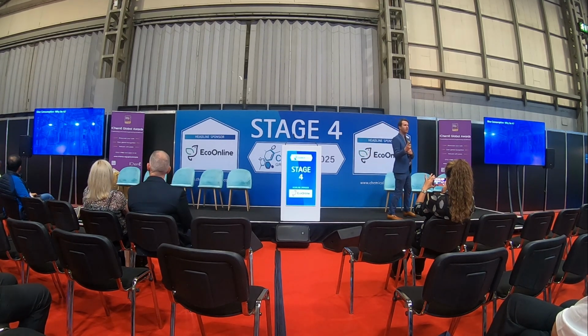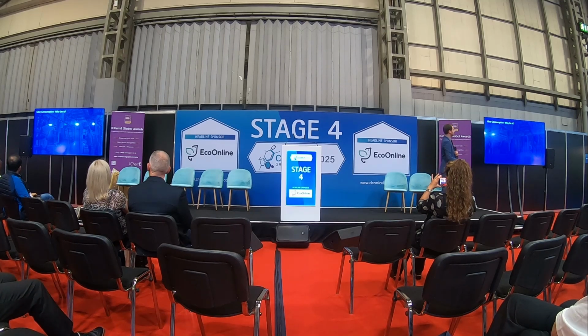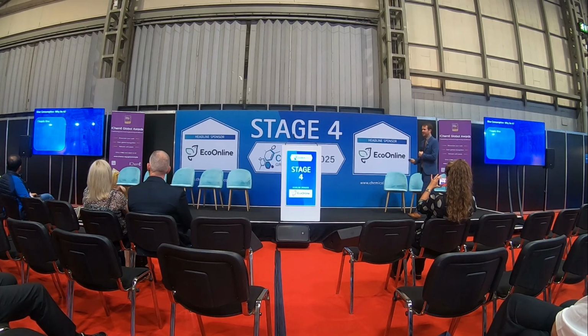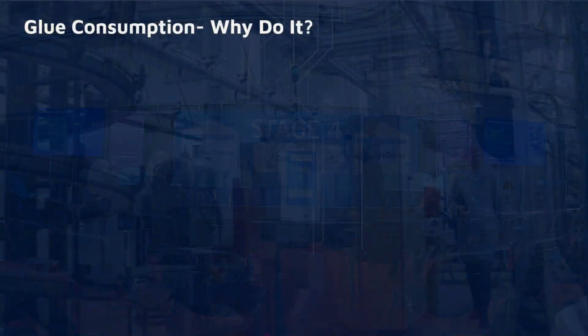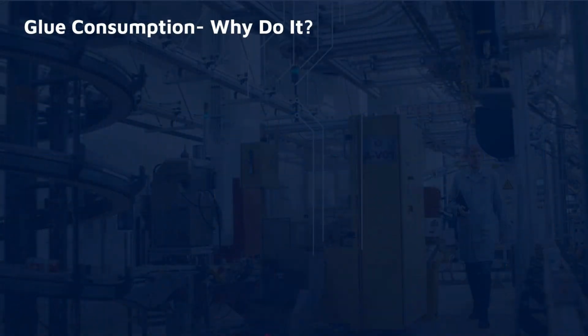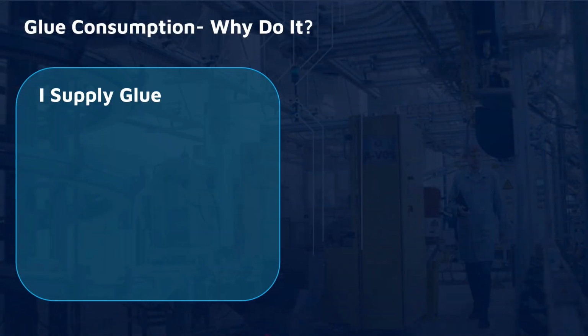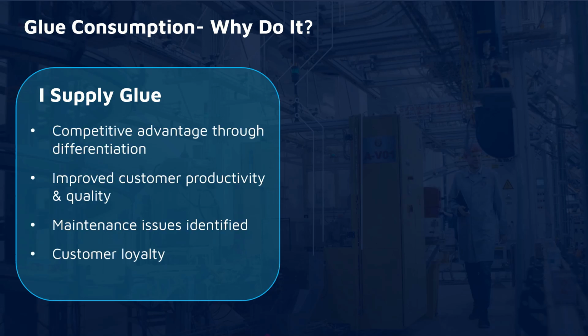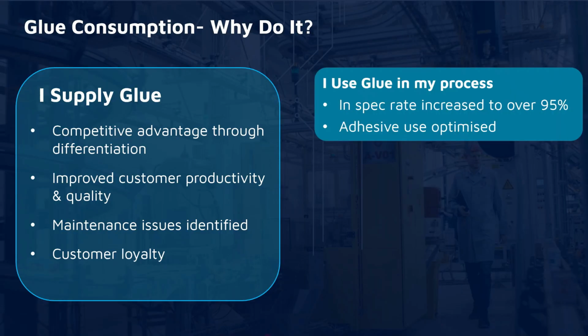So, first one, why? Glue consumption. I'm a glue manufacturer. I supply glue, hot melt glue to my customers. Why do I want to digitalize? Well, I want to get a competitive advantage over other people because I can differentiate, I can sell on technology. I can improve my customers' productivity and quality.